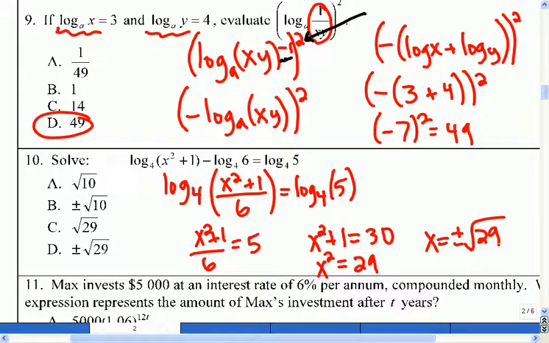So we should double check our answers before we circle our choice in the log equations. If we put in positive root 29, then there would be no problem here. And if we put in negative root 29, similarly, they both work. So neither will cause any problems in the log function. Both are acceptable.